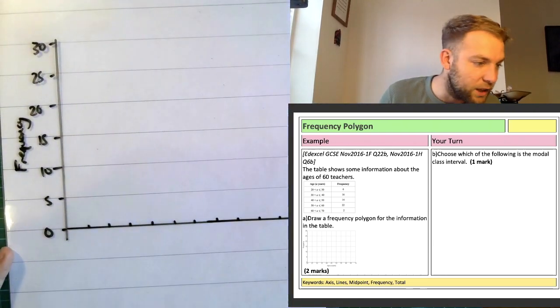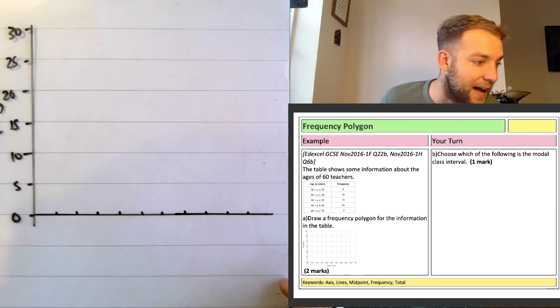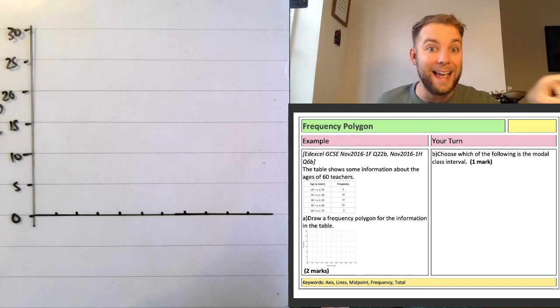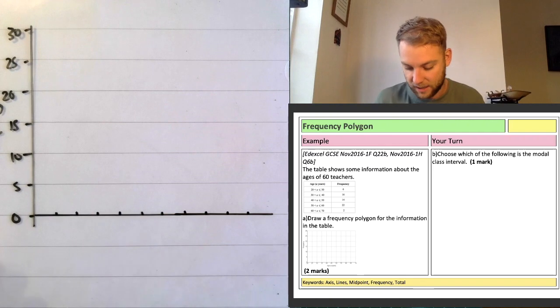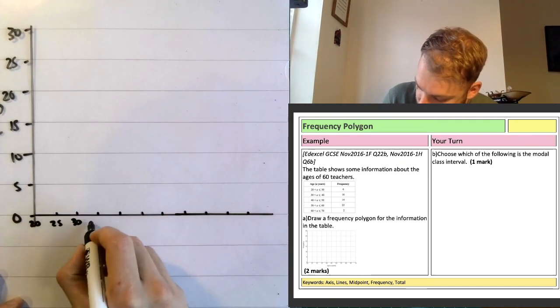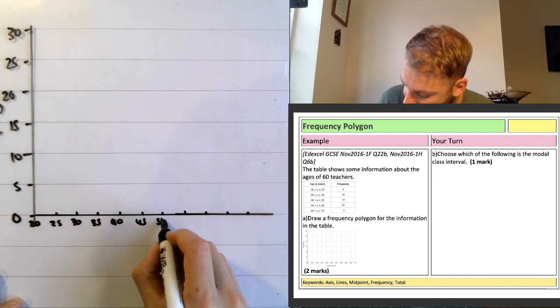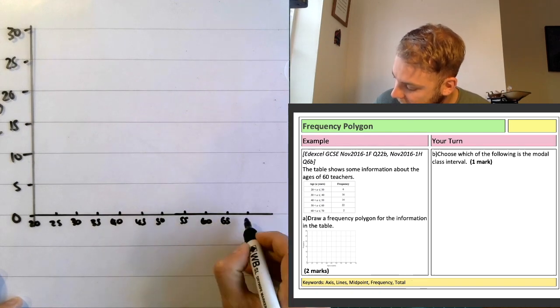Okay, and this one here, notice this one here doesn't start at 0. This one here starts at 20. Now, the reason it starts at 20 is because these ages start at 20. So it's going from 20 up to the age of 70. So it's 20, 25, 30, 35, 40, 45, 50, 55, 60, 65 and 70.